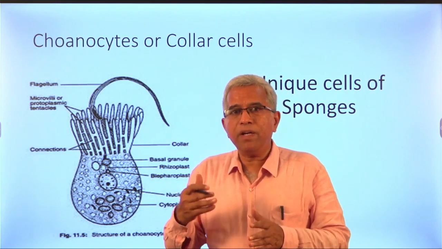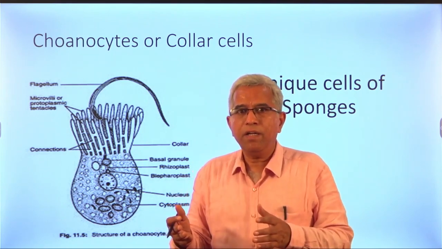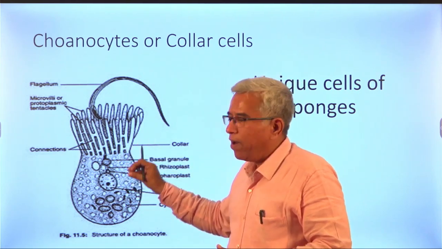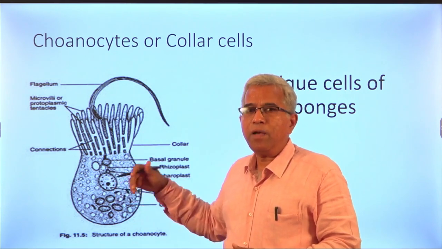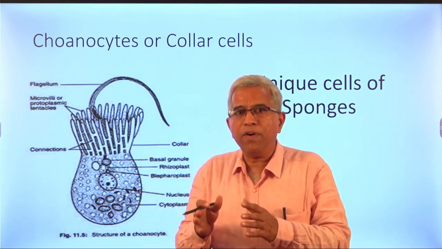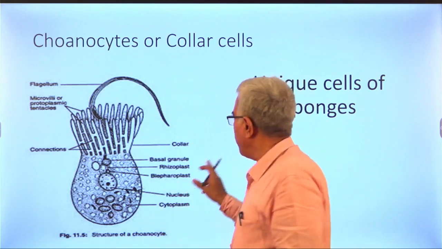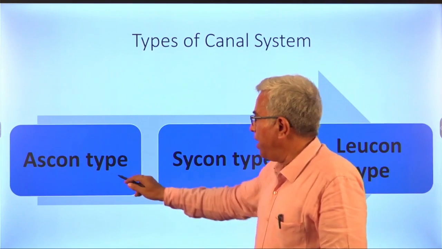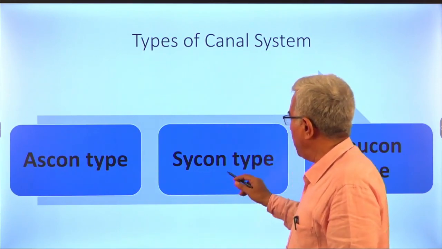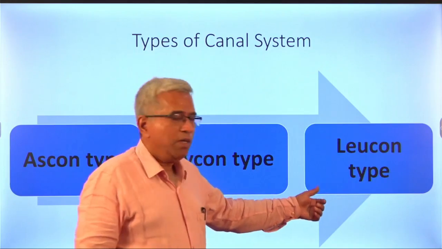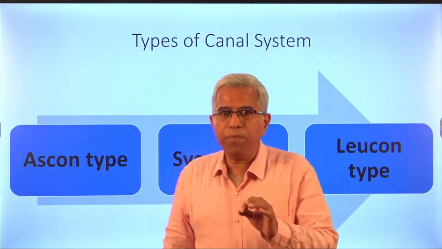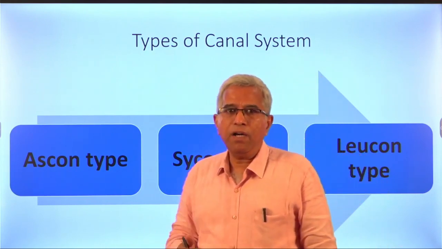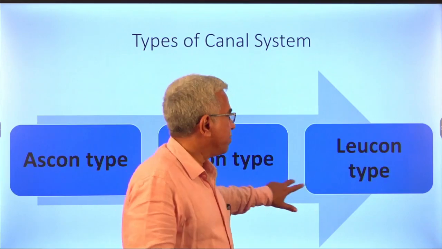Whereas in the case of complicated sponges which contain complicated canal systems, these choanocytes may be confined to the radial canals, and in some more complicated sponges, they may be confined only to the flagellated chambers. And let me explain about the types of canal system, namely Ascon type, Sycon type, here you can see, and one more thing, Leucon type. Ascon type is the simplest canal system. Sycon type is a little bit complicated, and the Leucon type is highly complicated.